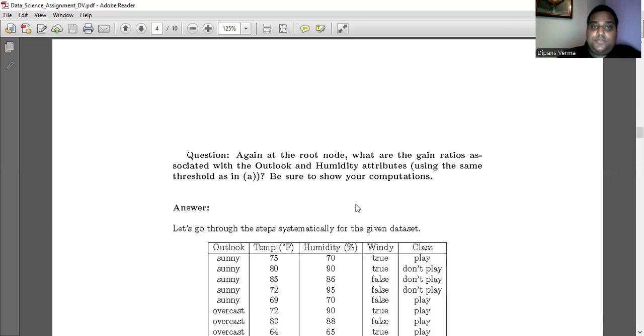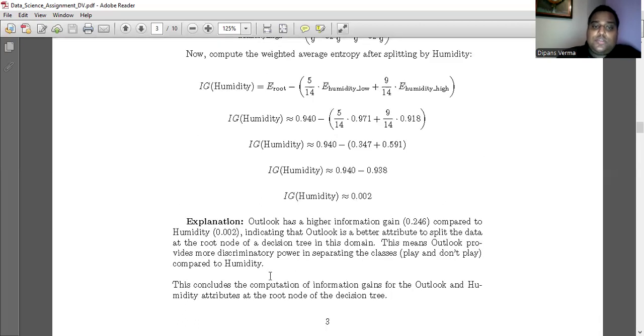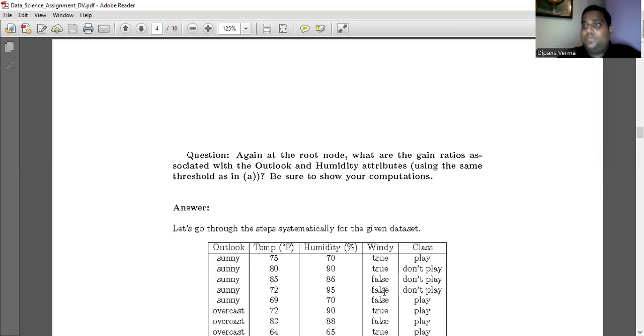So this concludes the computation of information gain for the outlook and humidity attributes at the root node of the decision tree. I hope everybody is clear here, right? So which one has a higher information gain? Outlook, right? So of course, if you have to split the data at the root node, you will go ahead with outlook. I hope everybody is getting till here, no doubt at all, right?